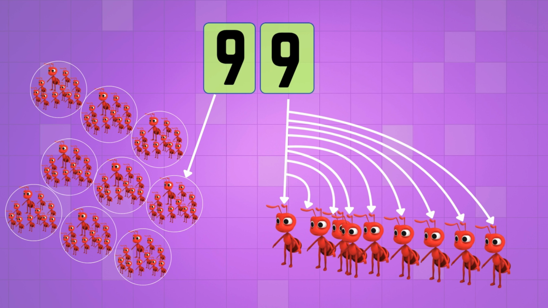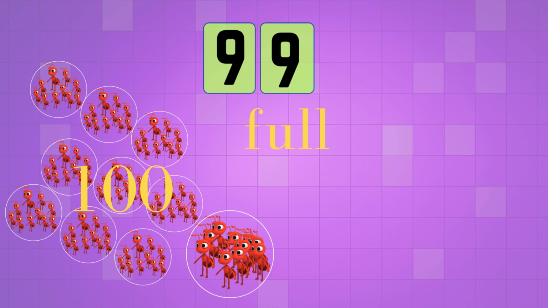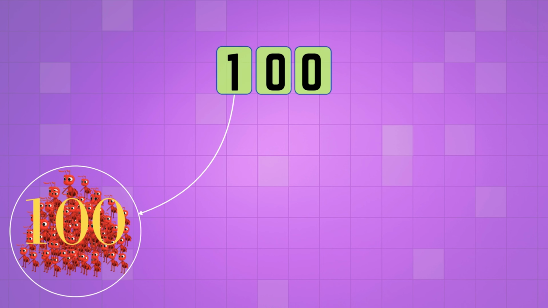But now there's a big problem. What if we add one more ant to 99? Boom! That gives us 100 ants. But wait, our boxes are full. No more space in the tens or ones place. So what do we do? You guessed it, we introduce a new box. This one is called the hundreds place, and it's used to hold a group of 100 ants.